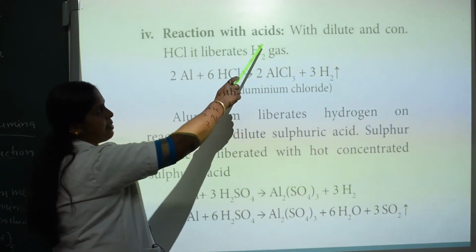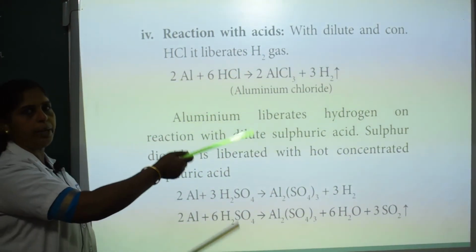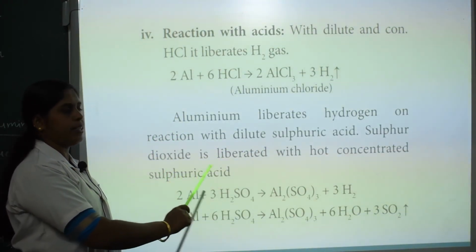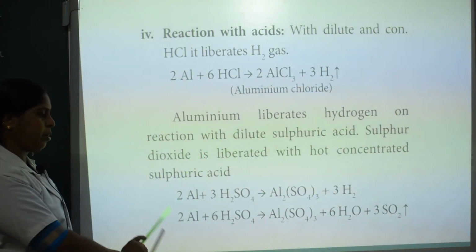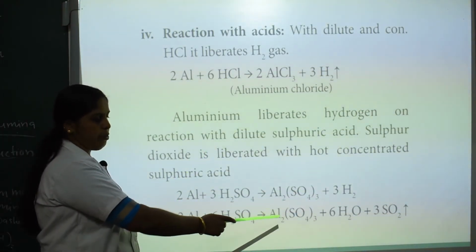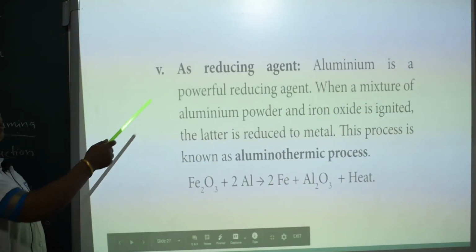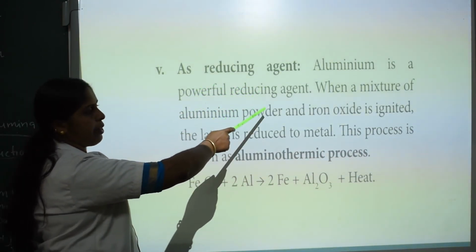With acids, aluminum reacts with hydrochloric acid to form aluminum chloride. With dilute sulfuric acid, it forms aluminum sulfate plus hydrogen. With concentrated sulfuric acid, it forms aluminum sulfate plus sulfur dioxide. Aluminum acts as a reducing agent. Aluminum is a powerful reducing agent.